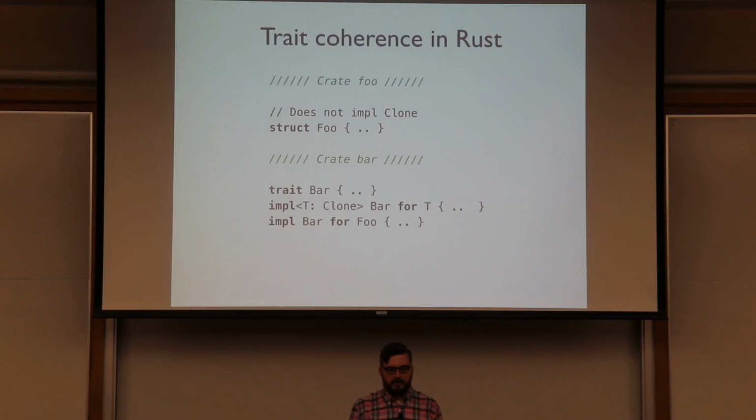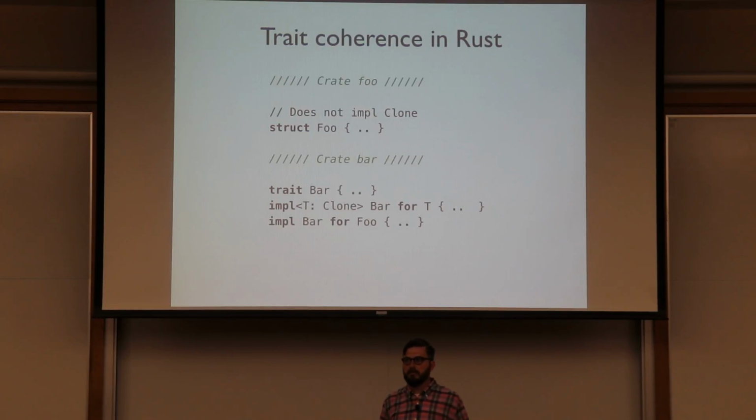So here we have two different libraries. Libraries are called crates in Rust. So we have a foo crate, which just implements a type called foo and doesn't impl Clone. Then we have another crate that depends on foo, and it creates a new trait Bar, and it wants to provide these two implementations, right? One, an implementation of Bar for everything that's Clone, and then a direct implementation of Bar for Foo, which is not Clone. Okay, so on the one hand, this follows the coherence rules.